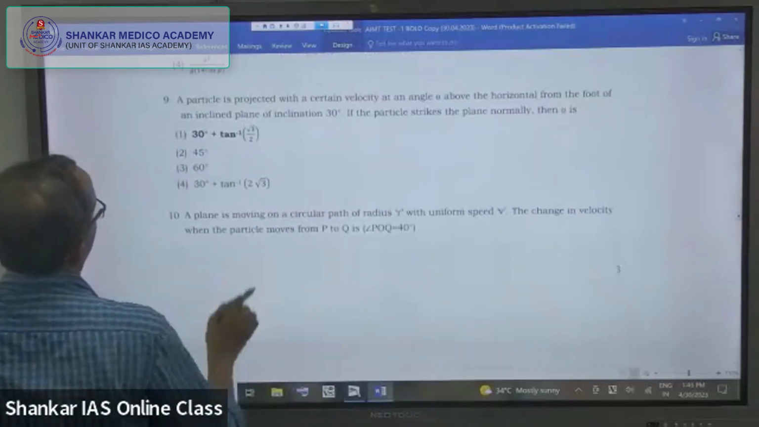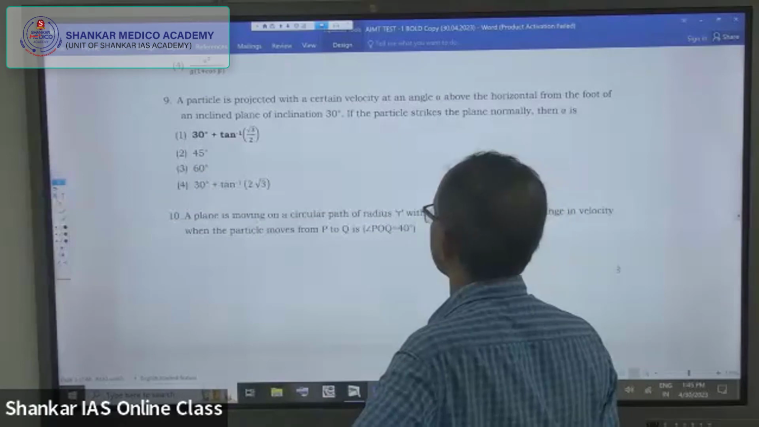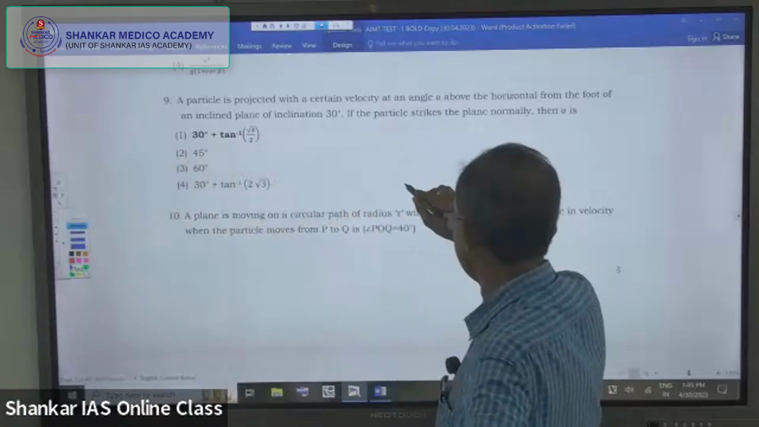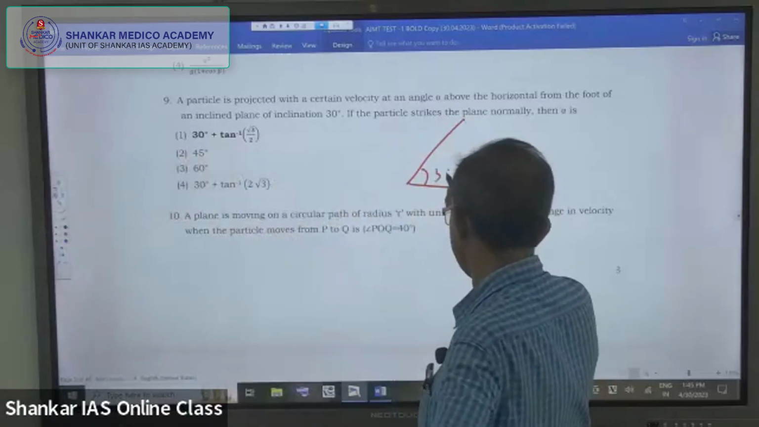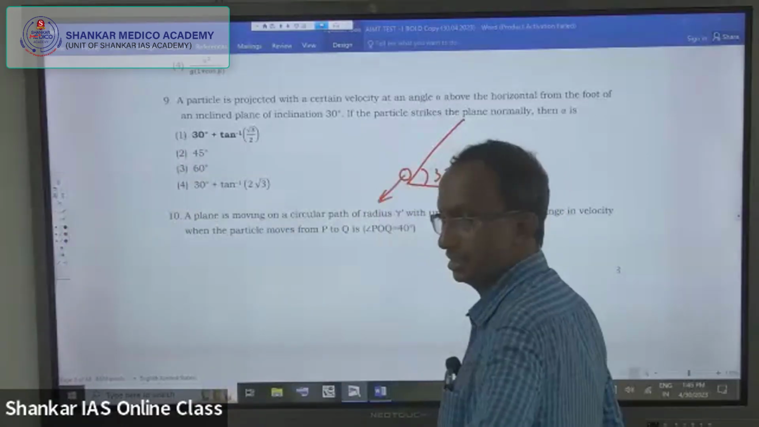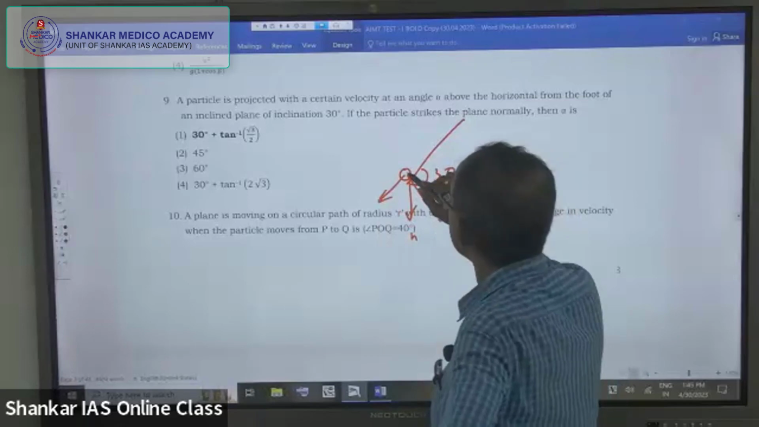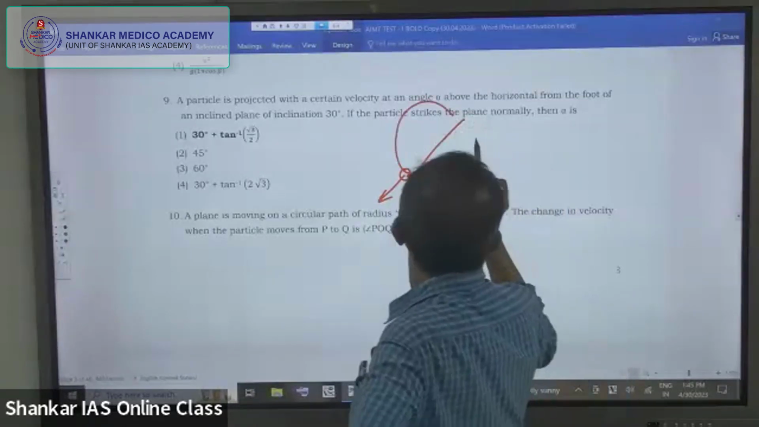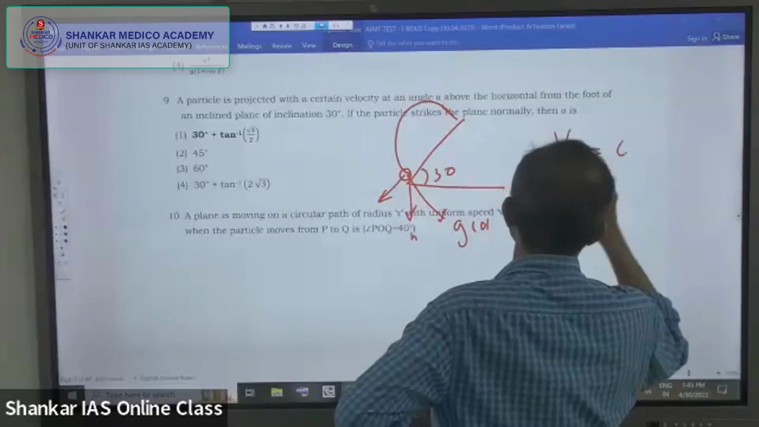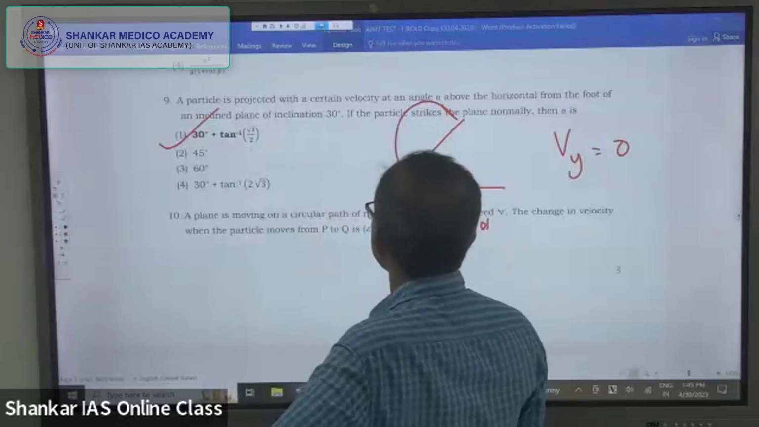Question number 9. A particle is projected with a certain velocity and angle alpha above the horizon from the foot of the inclined plane of inclination theta. See, here also same concept. Inclination is 30 degrees. The particle is here like this. Acceleration is down in this direction. This direction it is mg. This direction will be g cos theta. It will be moving like this, and it strikes here. So the y component of velocity will be equal to 0. Substituting that, you will get the answer 30 degrees plus tan inverse root 3 by 2.